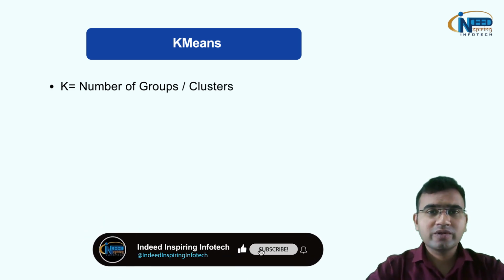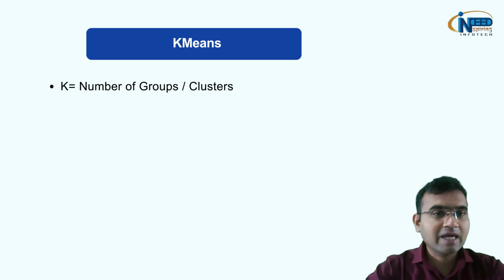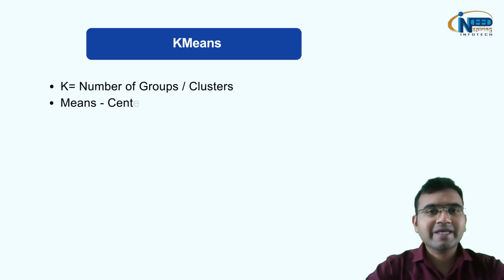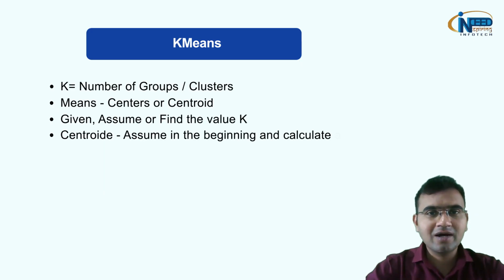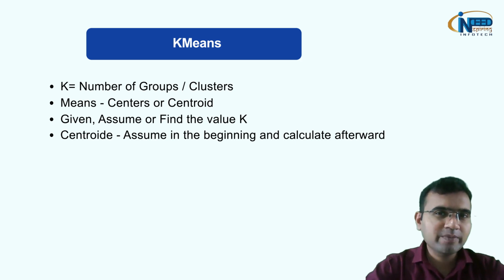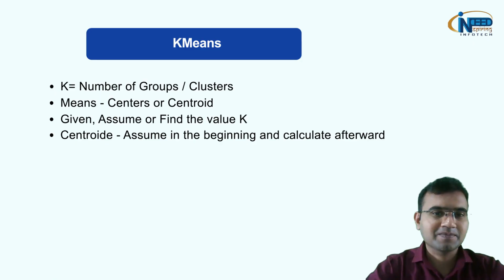Let's say in front of you there are 100 people and you want to group them. So, first of all, you need to know how many groups you need to create, and that is k. Means is centers or centroid. For example, if you create one group, then there has to be one center value, a mean value for that particular group. And we expect that all the elements or all the data points of that particular cluster should be nearer to that particular centroid or center.